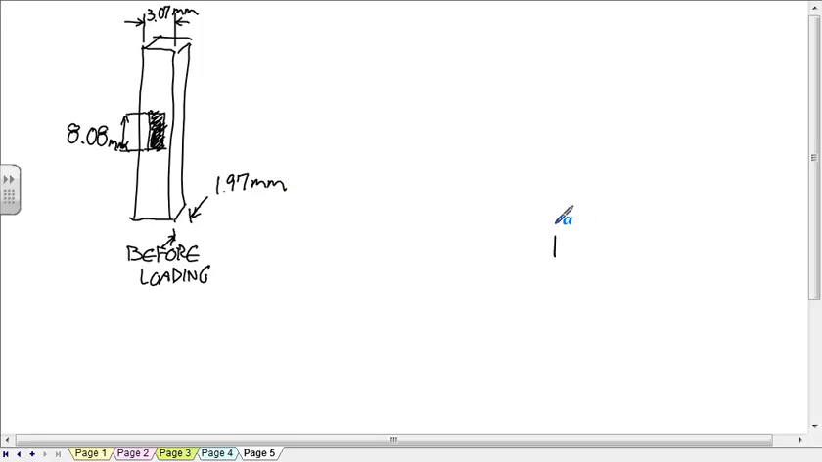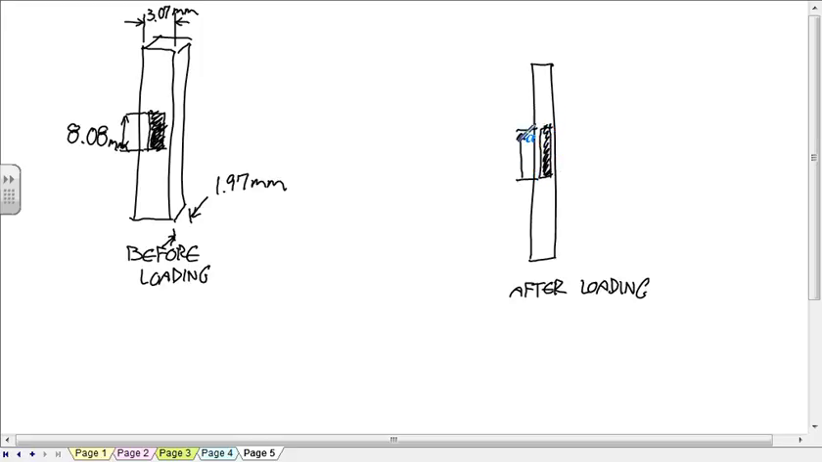And then after loading, it's stretched out a bit. What was the length of the black strip? 5.3. And the new width, 2.61.